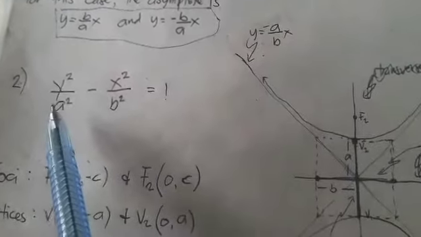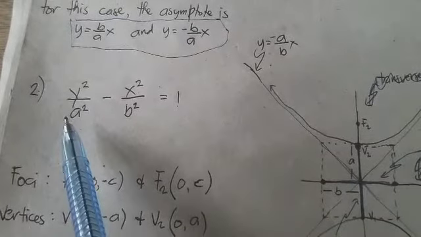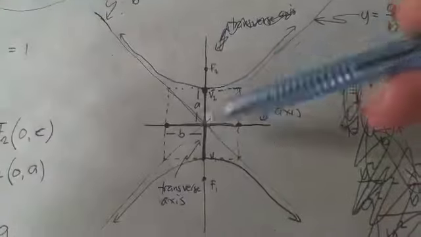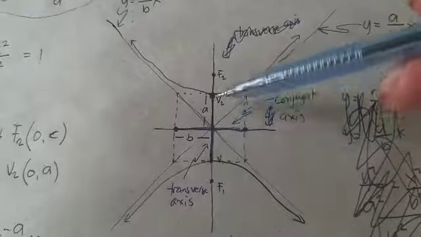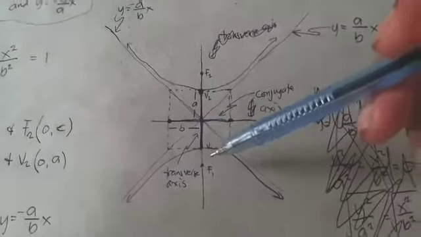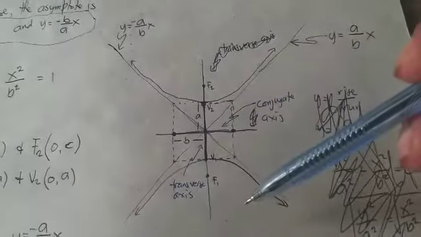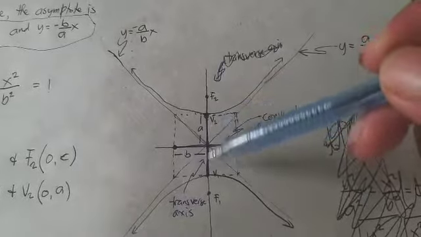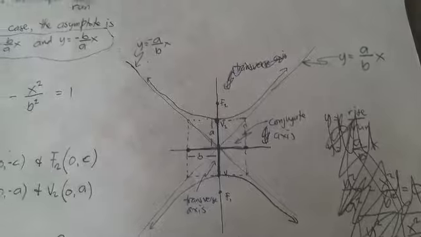If the positive term is on the variable y, then our transverse axis would be along y, or vertical. If our transverse axis is vertical, our hyperbola would be opening upward and opening downward. Okay, again, depending on where the transverse axis is, that is where we find the focus or the vertex.